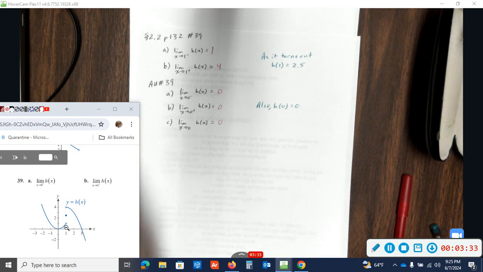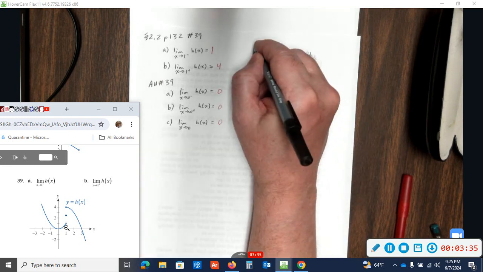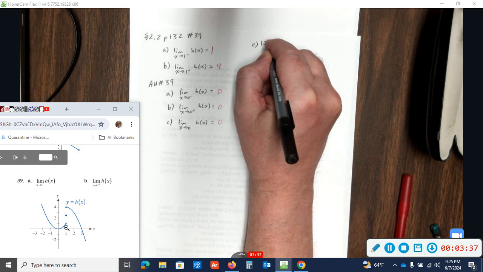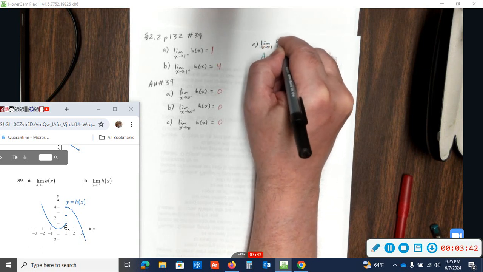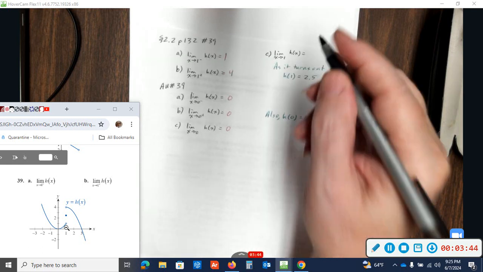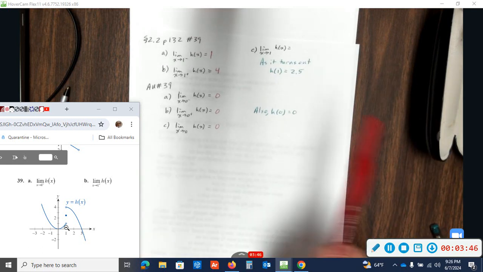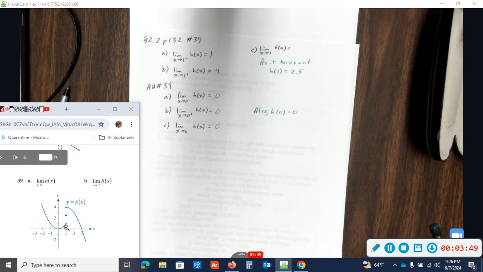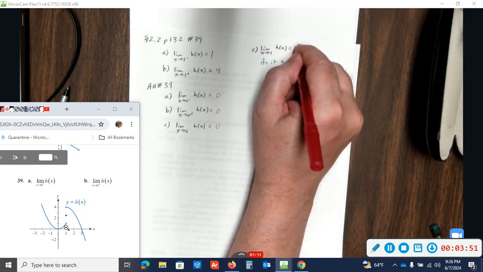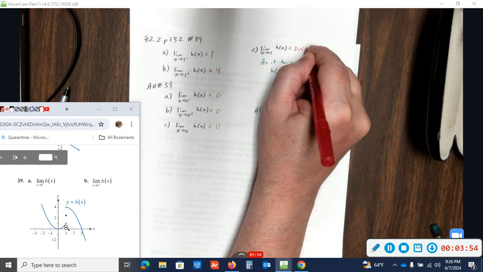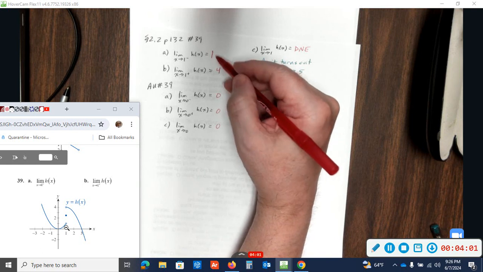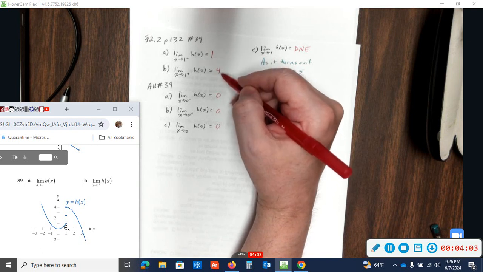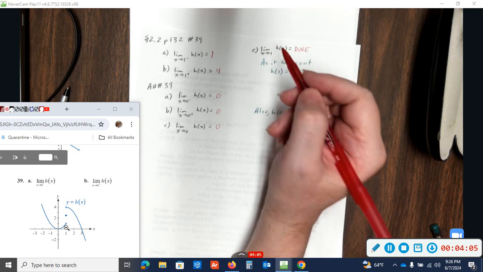You know what? I kind of wish this one had also included a part C. The limit as x approaches 1 of h of x is, the limit as x approaches 1 doesn't exist because the left limit and the right limit, the limit from below and the limit from above, aren't the same thing. If the left limit and the right limit aren't the same thing, that's enough to say that the overall limit doesn't exist.